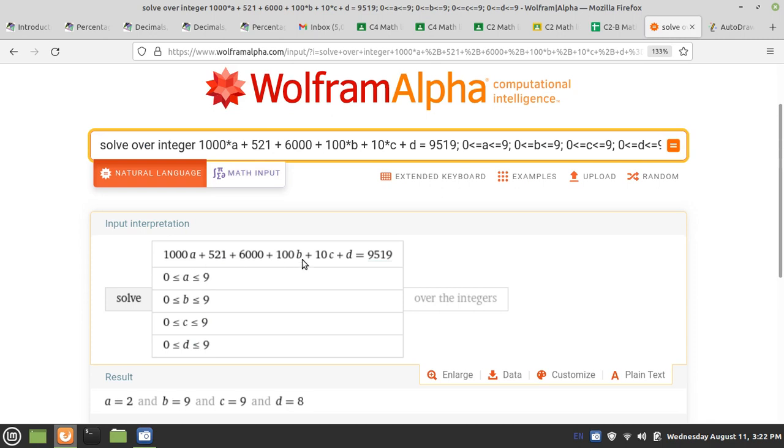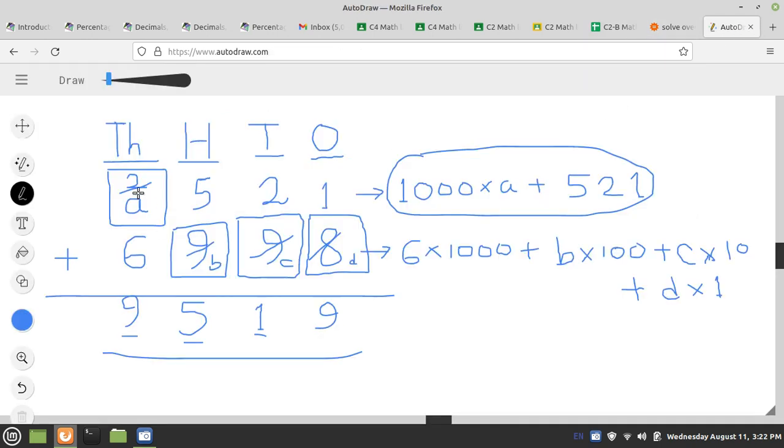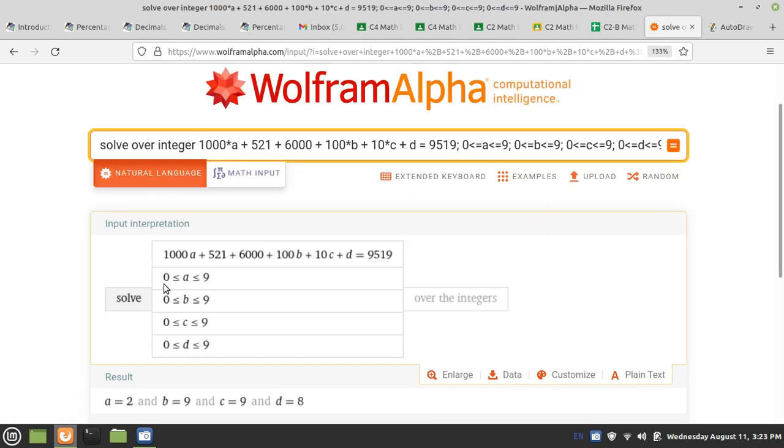What are the symbols A, B, C, D? They can take any value, but here they have some restrictions because they are digits. So you know that the digits are 1 2 3 4 5 6 7 8 9 0. These are the digits. So the value of A should be in this range, between 0 and 9, not more than 9. Not 10 or 11. A single digit is not more than 9. So we have put the restriction here.